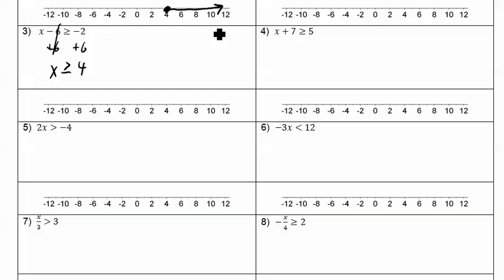and then 4. All right, so on this one, we have to solve for x, so this is 2 times x, so the opposite of times is divide. Divide both sides by 2, and x is greater than negative 2. So since it's not equal to, we're going to use an open dot. So x is negative 2, and it's x is greater than, so we're going to go that way.